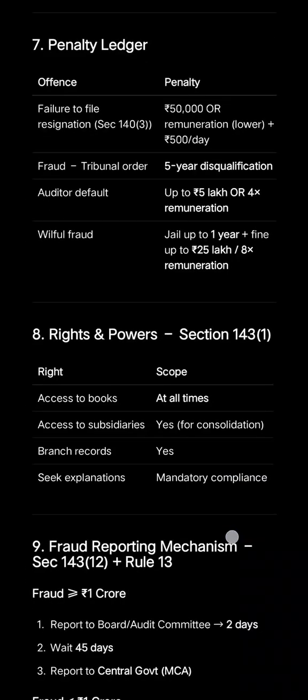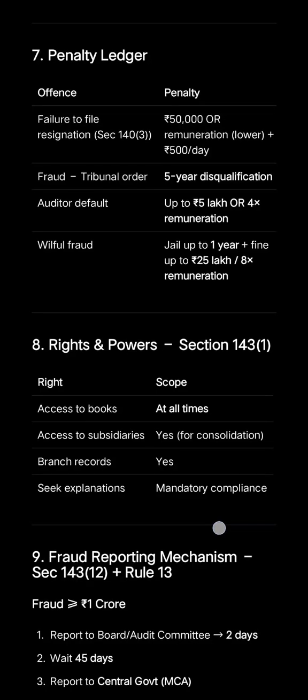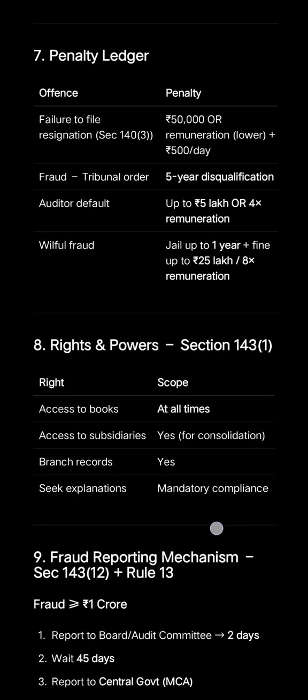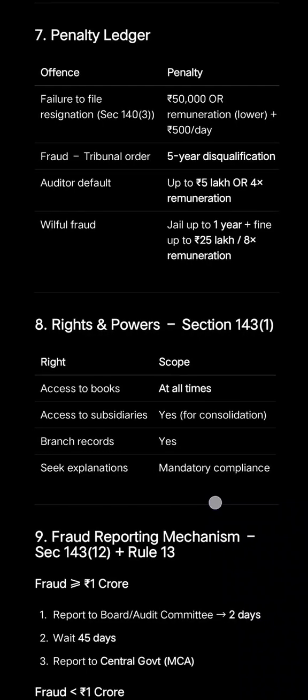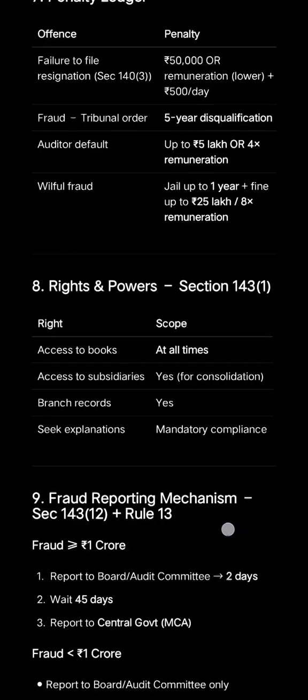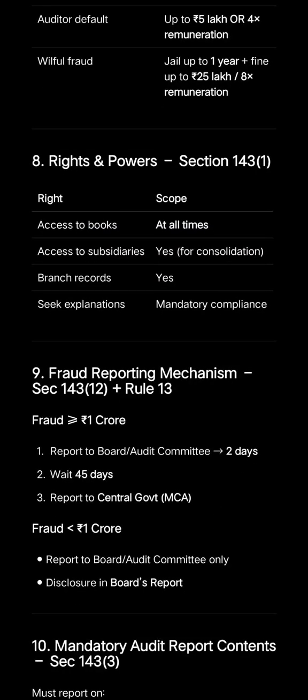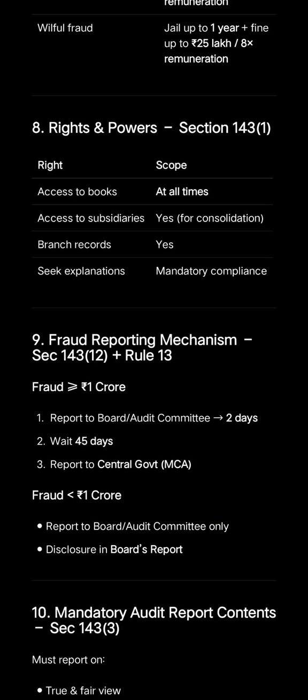Penalty. In section 142, the penalties are: failure to file resignation, 50,000 rupees or the auditor's remuneration, plus 500 per day. Tribunal order, 5-year disqualification. Auditor default, up to 5 lakh or 4 times his remuneration. Willful fraud, jail up to 1 year plus fine up to 25 lakh or 8 times his remuneration.